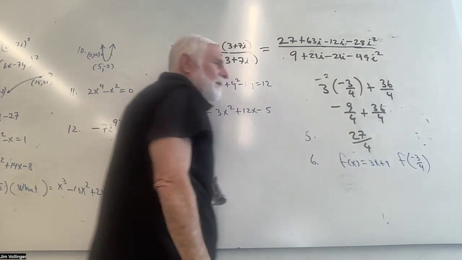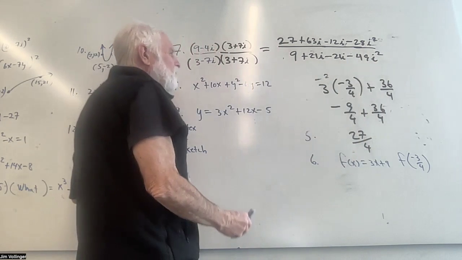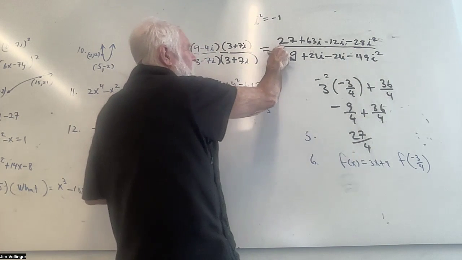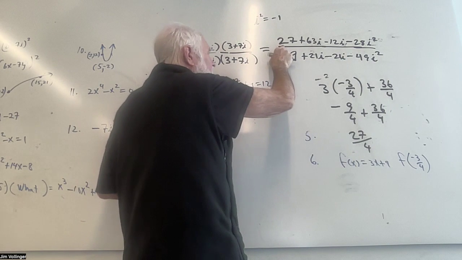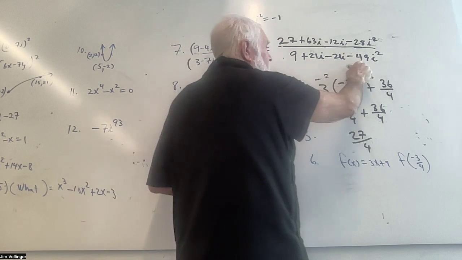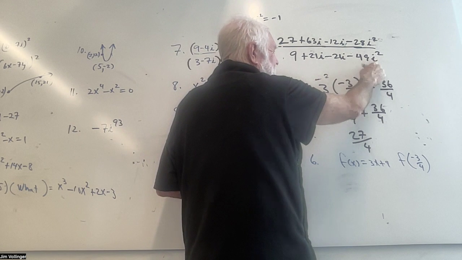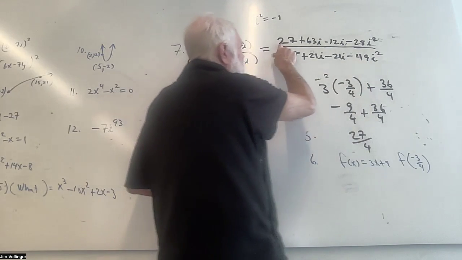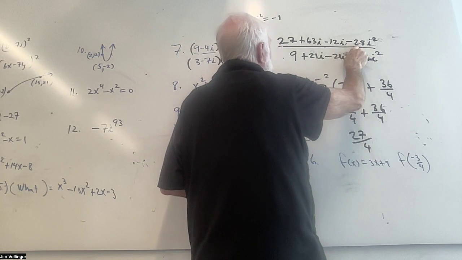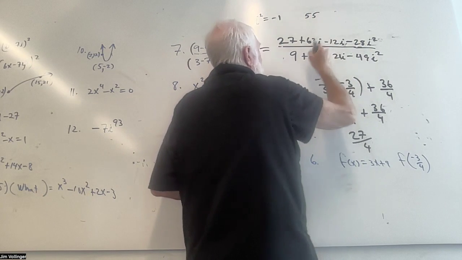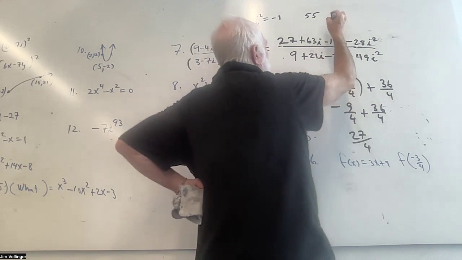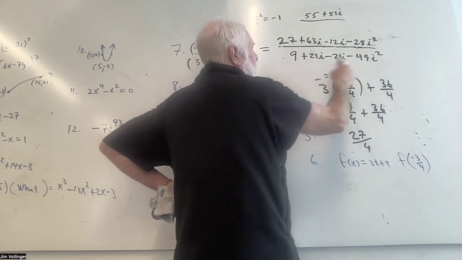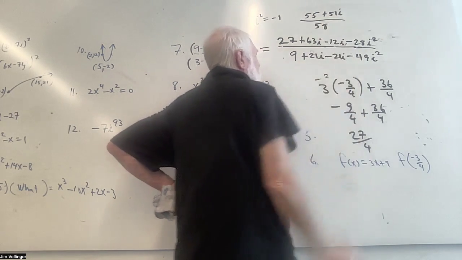A lot of people make mistakes with i squared. Now, what did we say i squared was? i squared is minus 1. So if I multiply a number like 27 by minus 1, I get minus 27. If I multiply a number like negative 49 times negative 1, I get positive 49. So that answer becomes 27 plus 28, which is 55, I believe. 63 minus 12 is 51i, all over 9 plus 49, 58. Hope I didn't make a mistake.